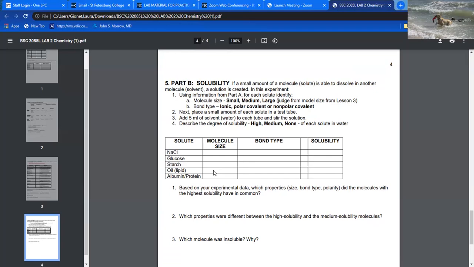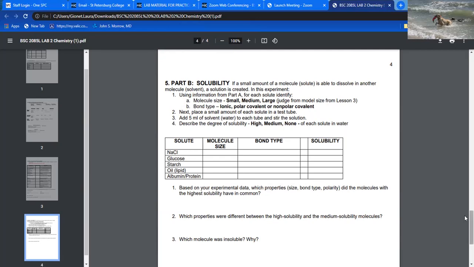Oil, its molecular size is large as well. It's a non-polar covalent bond. So what would you expect its solubility to be? None. And then we have albumin, or protein. It has a large molecular size. Its bond type is polar covalent, and its solubility is medium.